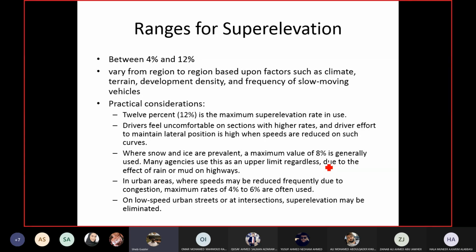So it's a trick, it's a trick. Keep the high design speed, satisfy the drivers. They will feel satisfied, and then they are stuck in traffic jam. Reduce the super elevation. Okay.